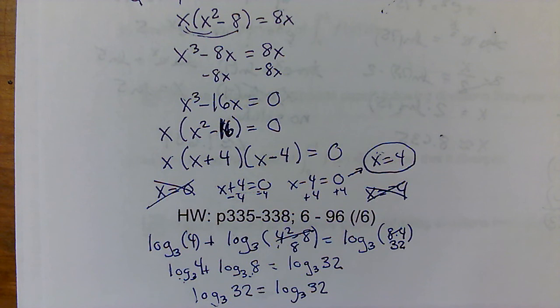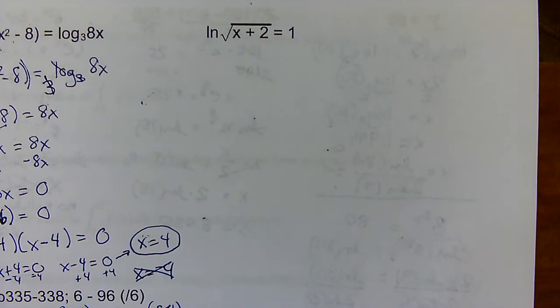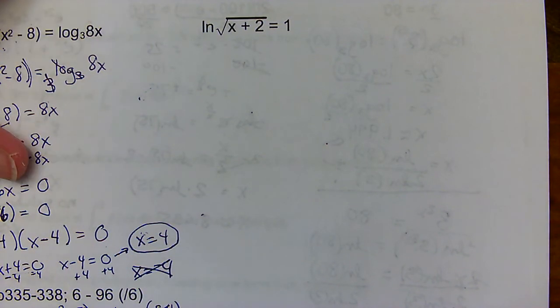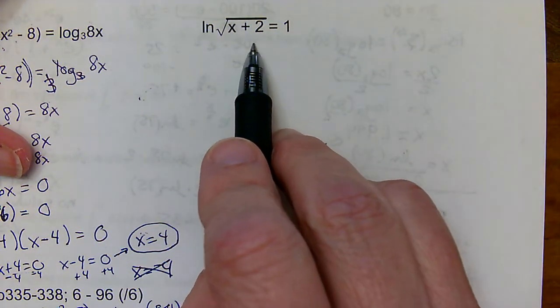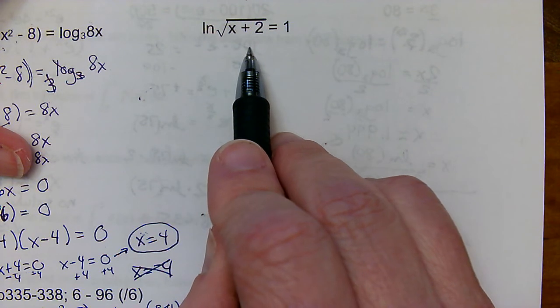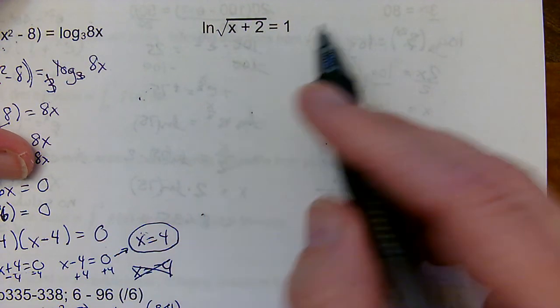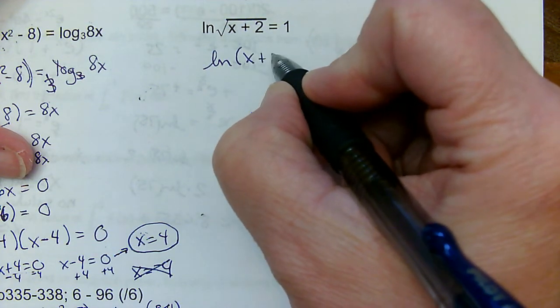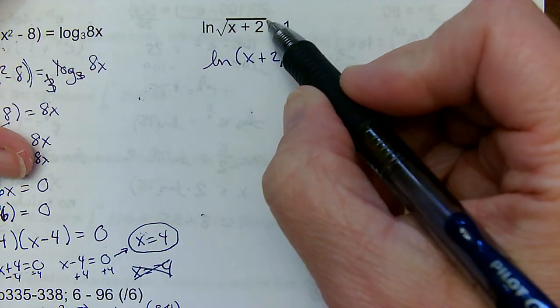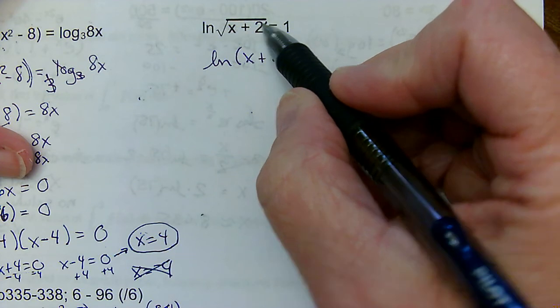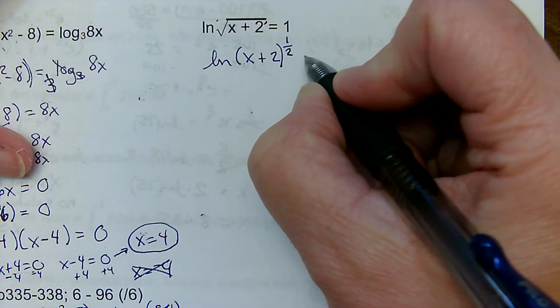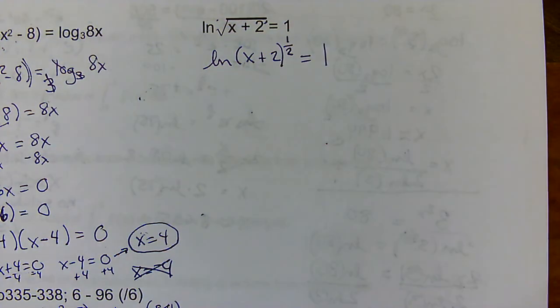Okay, the final example, we have the natural log of the square root of x plus 2 equals 1. Now before you even start, you need to remember that square roots can be written in exponential form. And that's the first thing we're going to do. Natural log, and instead of saying the square root of x plus 2, remember the power is the numerator and the root is the denominator. So this is x plus 2 to the 1/2 power equals 1.